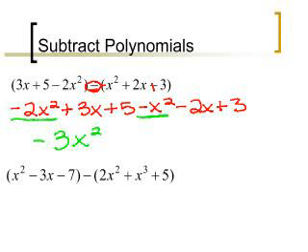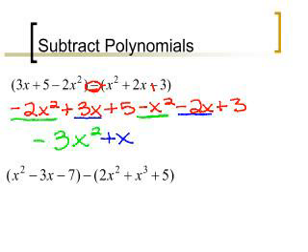Okay. Now let's take the next like term. So I see I have a 3x there next. So I'm going to combine that with the like term in the other polynomial, which is a minus 2x. So 3x minus 2x is plus x. So we get plus x.